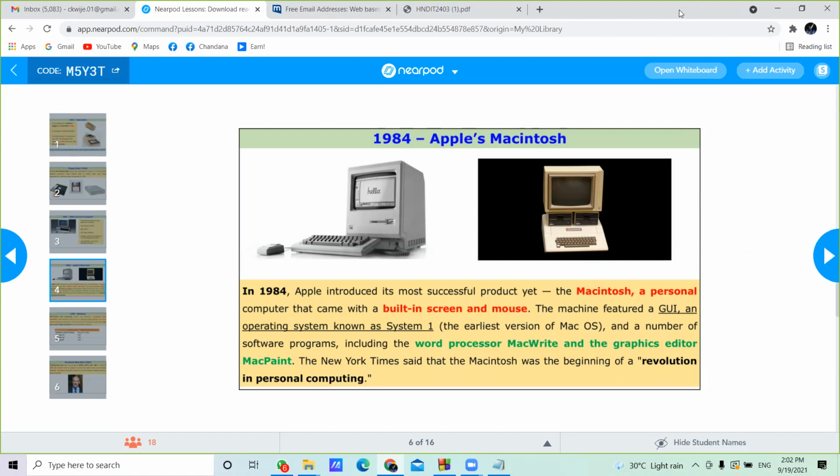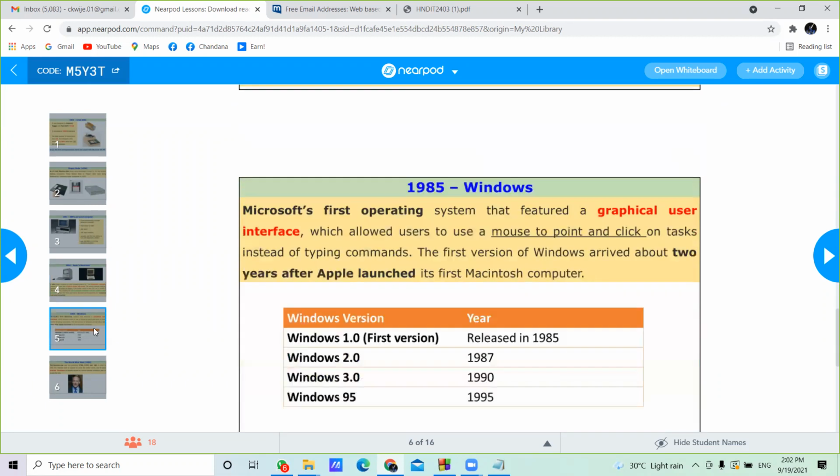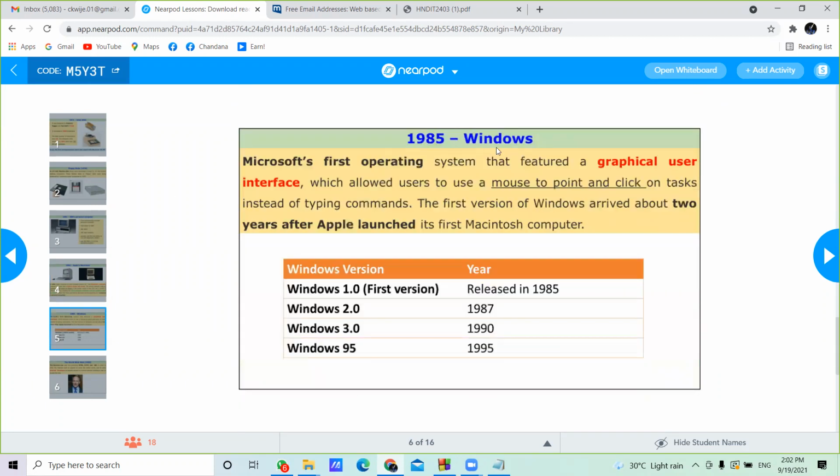Right, I think you finished completing the short notes. Then we'll move to the next milestone. Actually, next one is Windows. After Apple introduced its graphical user interface, Windows was introduced in 1985. We know today that Windows is the most popular type of operating system here in Sri Lanka.